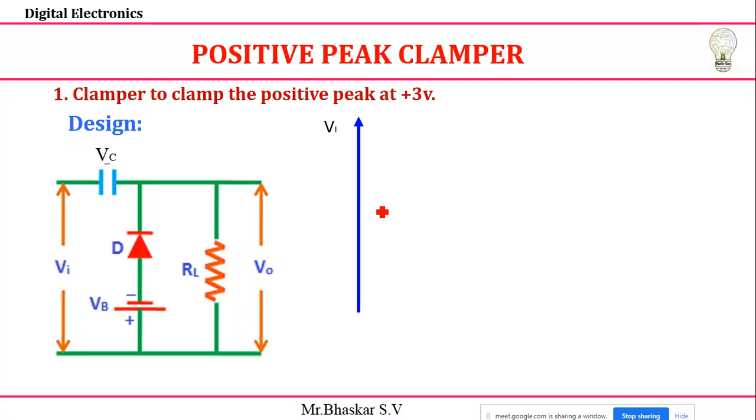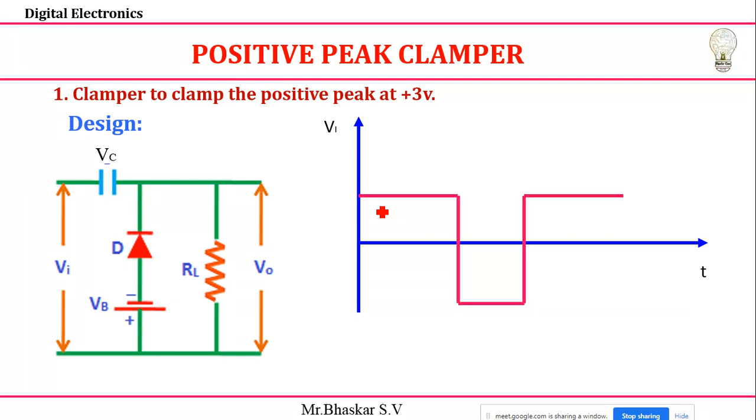I'm going to take one input signal Vi along the y-axis, for explanation purposes, a rectangular waveform. Along the y-axis we take voltages and along the x-axis we take time. You can see the waveform here. The input signal voltages are plus 5 volts and minus 5 volts.